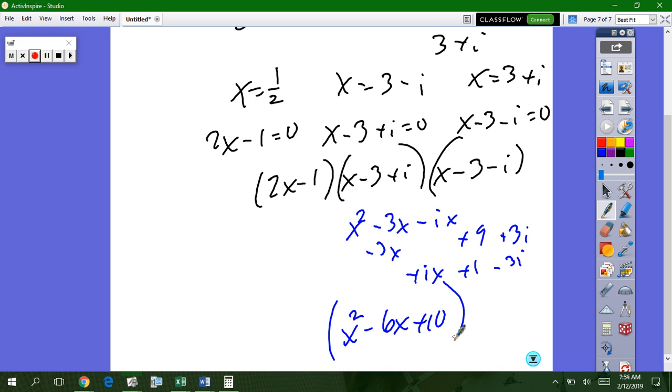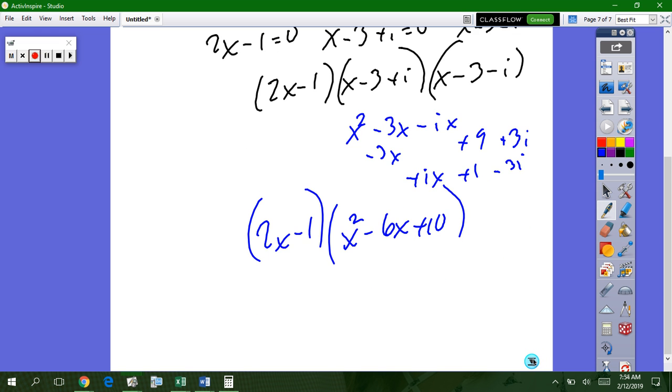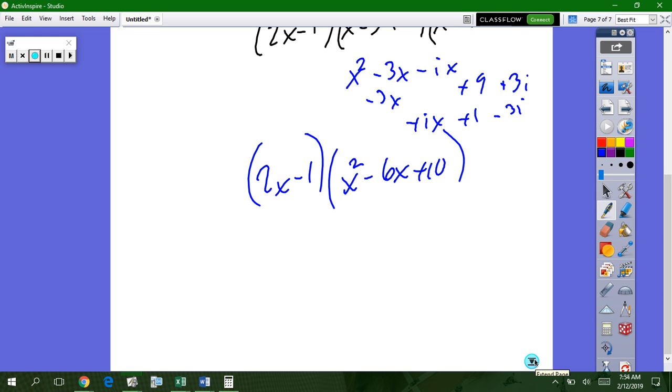Anything with an imaginary solution, especially because these are conjugates, right? All the imaginary parts will always get rid of each other. So if they don't, you did something wrong. Okay? And then we also have this 2x minus 1. Are we there yet? Do we have our equation? Just need to do one more thing, right?